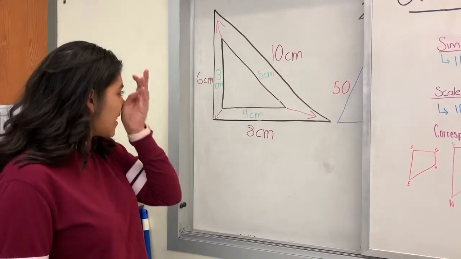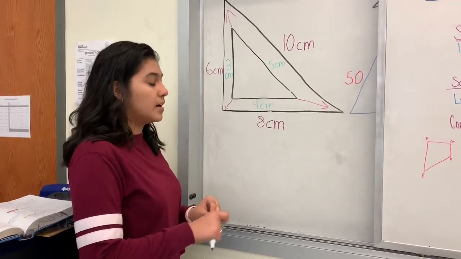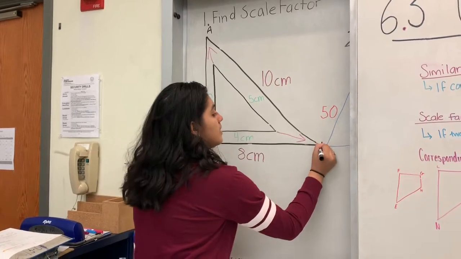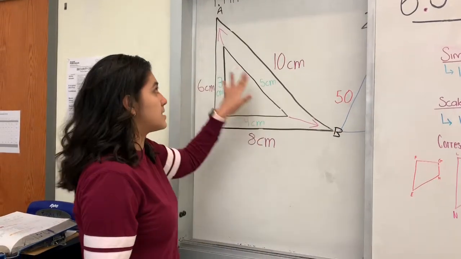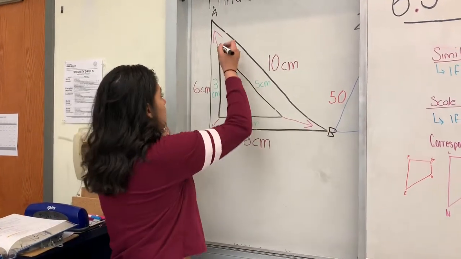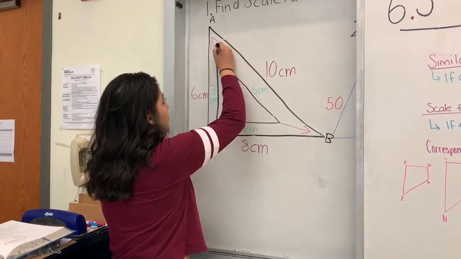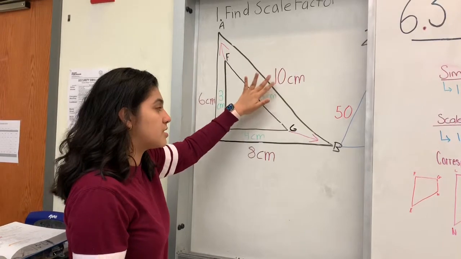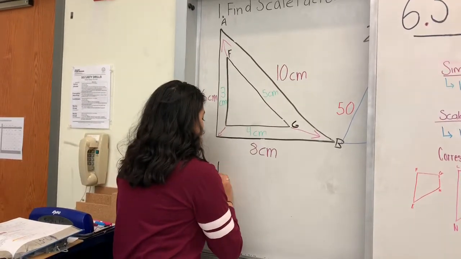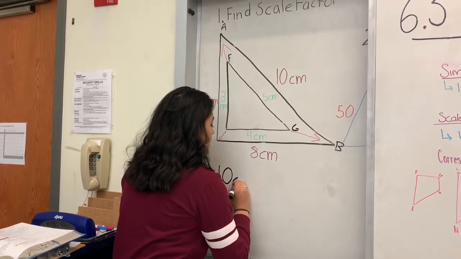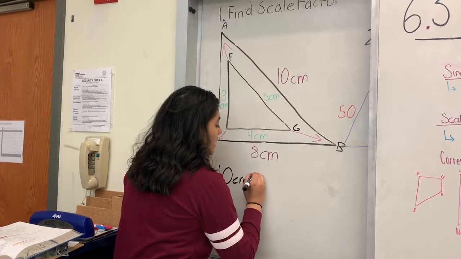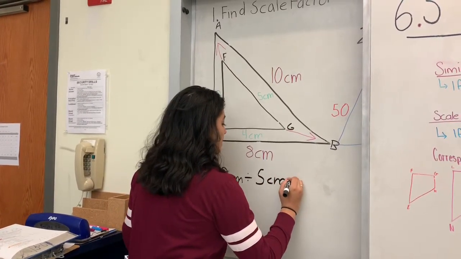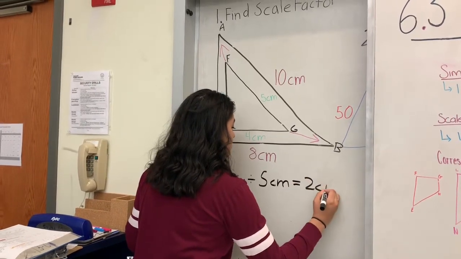And to find the scale factor, I'm just going to put letters to make it easier for us. A and B is the same as F and G for this shape. So we're going to use 10 and 5. And what we're going to do is 10 centimeters divided by 5 centimeters. Don't forget your units, which is going to give us 2 centimeters.